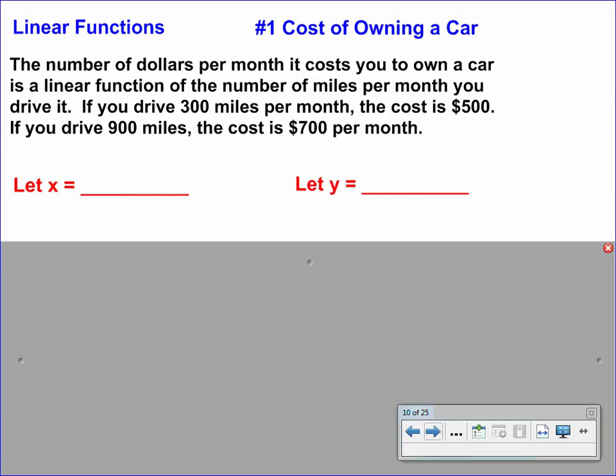In order to do this, we've got to decide what quantity depends on which. And so I like to make a little sentence in my head. So I'm thinking out loud right now, and I'm thinking, does my number of dollars per month it costs to own a car depend on the number of miles I drive it? Or does the number of miles I drive the car depend on the number of dollars it costs me to own it? So do you think the cost of owning the car depends on how many miles I drive it? Or the number of miles I drive the car depends on the cost of owning my car? Which do you think depends on which?